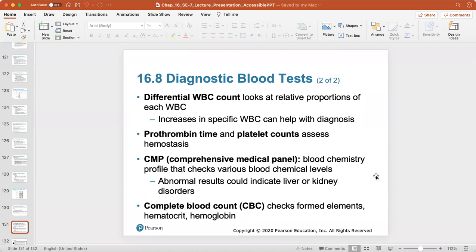The lab on blood in your PhysioEx will take you through some of these same things that we talked about. But that is the end of chapter 16 on blood.